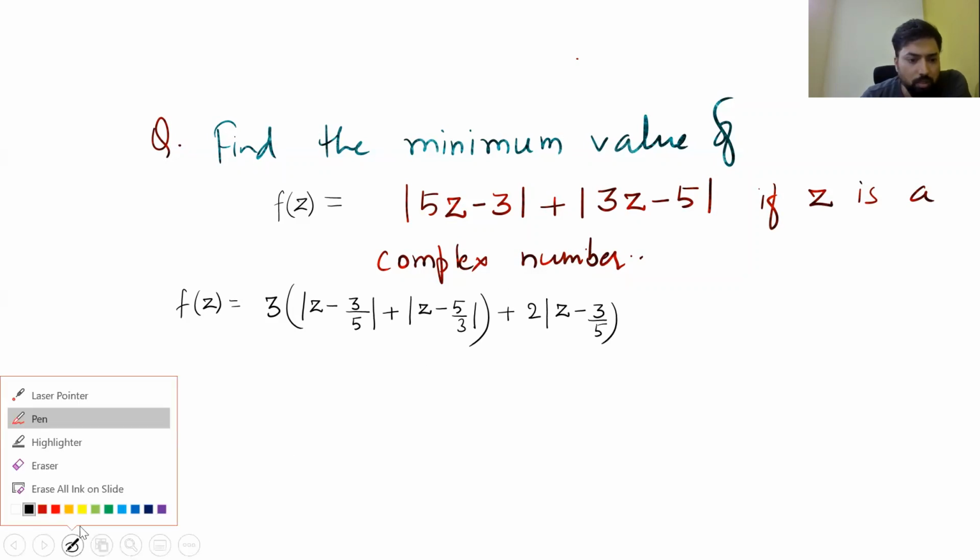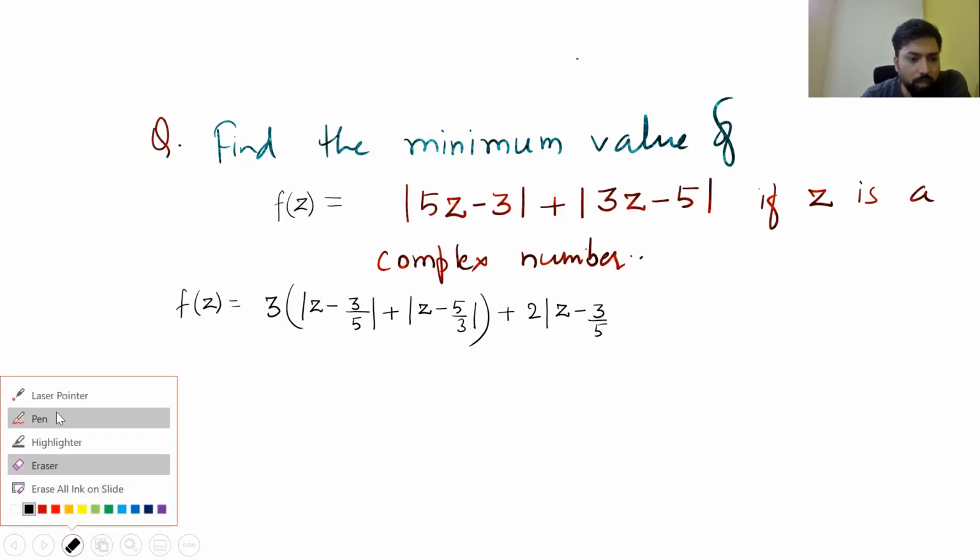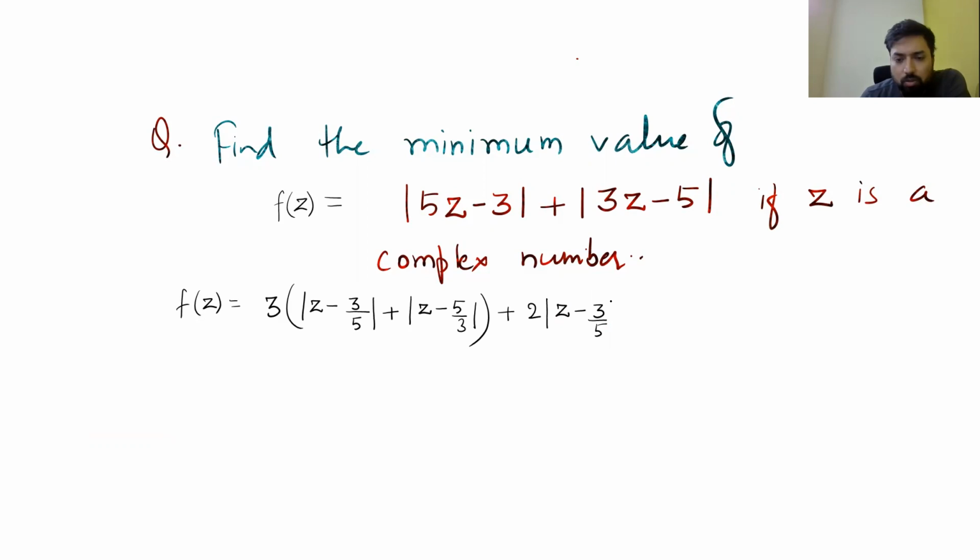Here it should be modulus. I'm selecting the pen now. Okay, so it is modulus of this function. So now let's say we concentrate on this particular function, mod of z minus 3 by 5 plus mod of z minus 5 by 3.